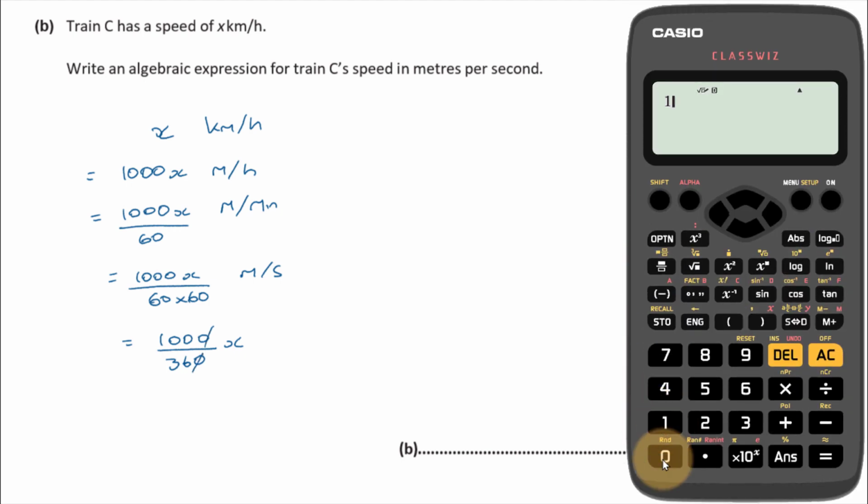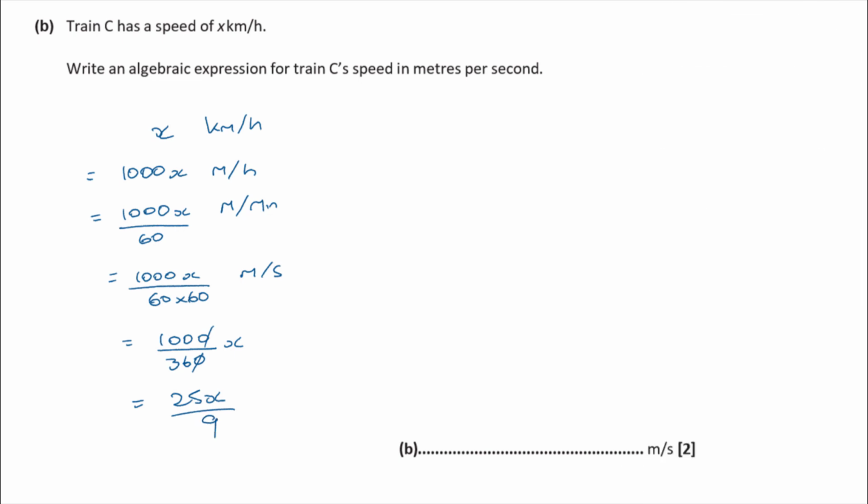I could cancel that with that. Can I cancel that down any further? Just type it into the calculator. It will cancel it down for me. That comes out to be 25/9. So I'm just going to write that as 25x/9. That's my final answer.